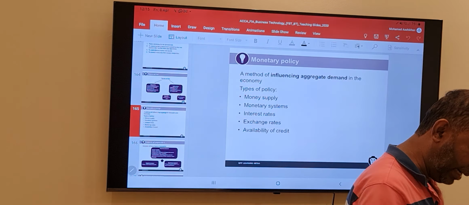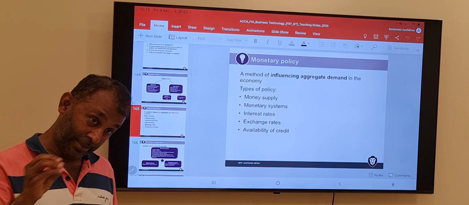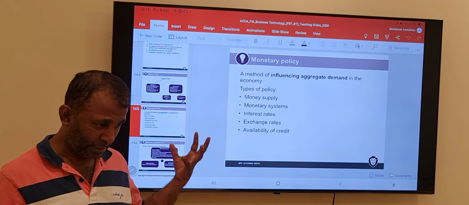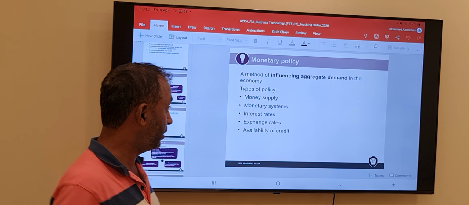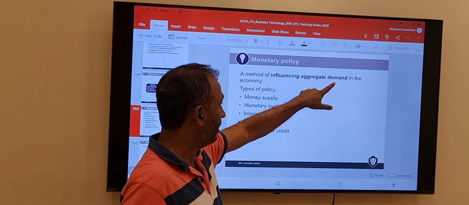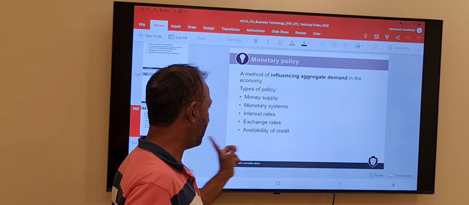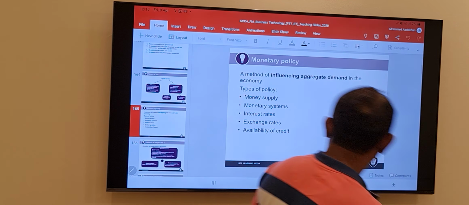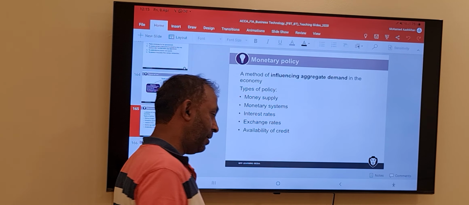So when you decide to print money, the country's money supply must be proportionate to that country's resources. There should not be a huge variance in the money supply. The monetary policy will influence aggregate demand, which includes money supply, monetary system, interest rates, exchange rates, and availability of credit. Can you explain how the interest rate is affecting this? Now, let's say the bank is charging a high interest rate.